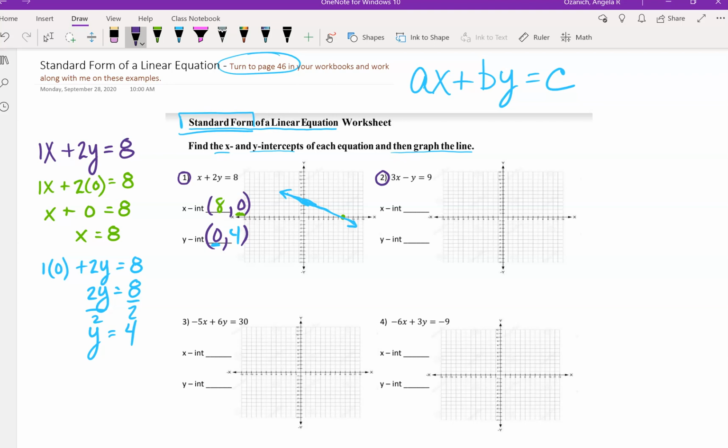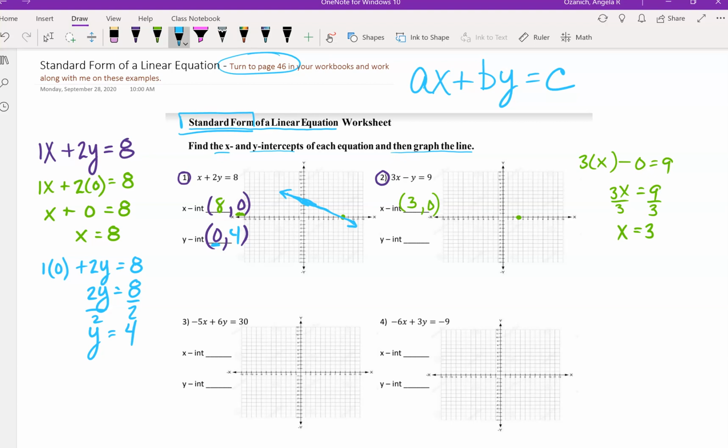So maybe if you pause the video and you tried number 2 on your own, maybe you're back now, hopefully, and we're going to just go after this in the same way. For our x-intercept, that means we're going to plug a 0 in for y, so let's try that. 3 times x minus a 0 in for y equals 9. We get 3x equals 9. And as we divide both sides by 3, we get x is equal to 3. So that's our x-intercept, and we can plot it. 1, 2, 3, right there.